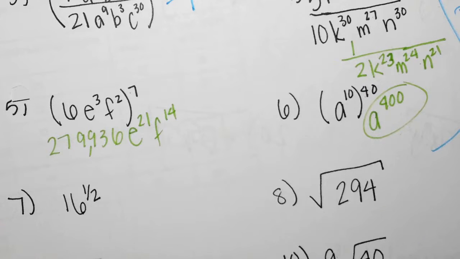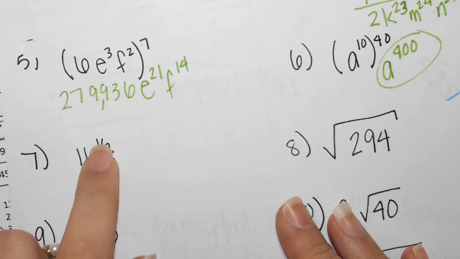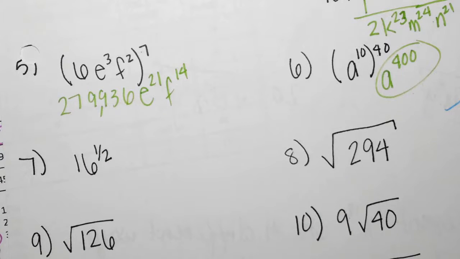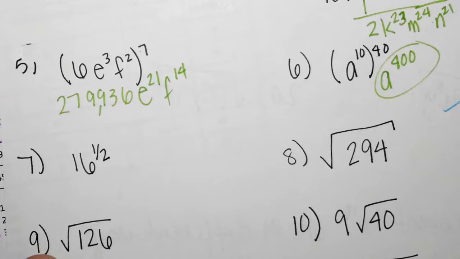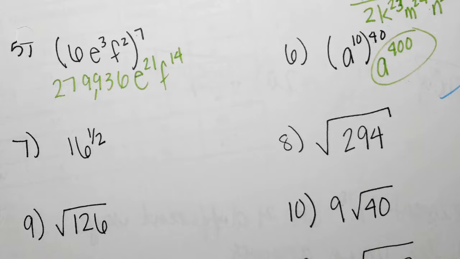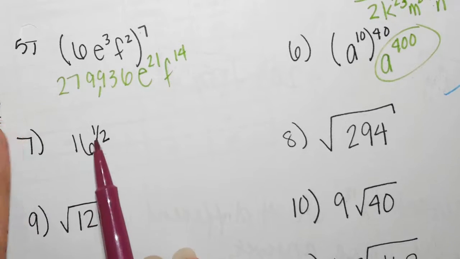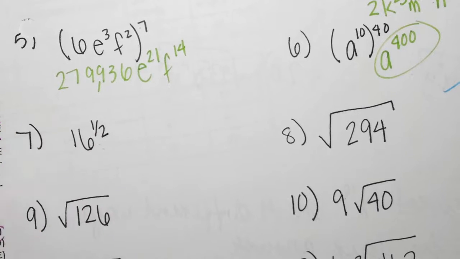Right. Number 7 is easy. Alright, so this is to the 1/2 power. Can we have fractions as exponents? Yes. That's what we've been learning for the last week. Okay, now, is this called rational exponent or radical form? Rational exponent. Take a point, Cynthia.